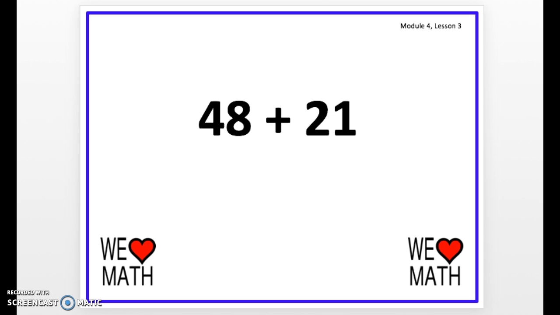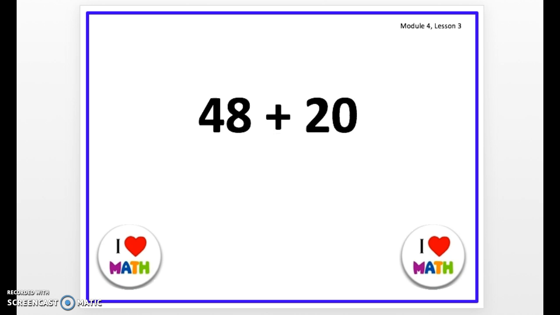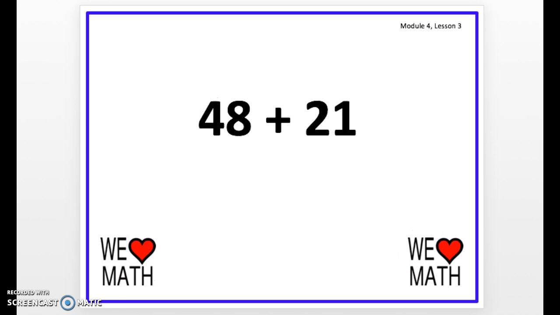Now, if we think back to this one that we wrote down, 48 plus 20, we got 68. And 48 plus 21, that's only 1 more. So what would this be? If we had 68 with the first one, and this one is just 1 more, you're right, we would get 69. I want you to look at 1 less.